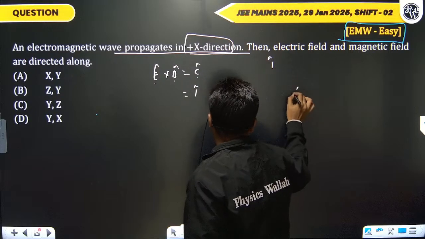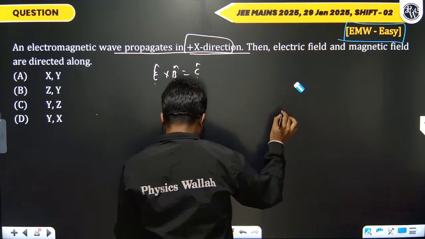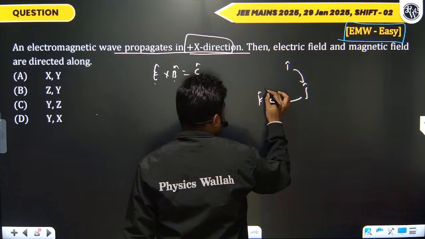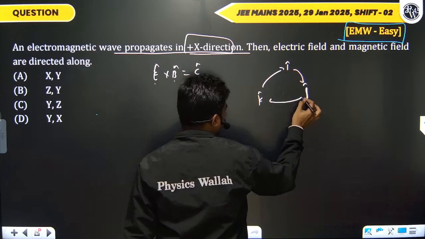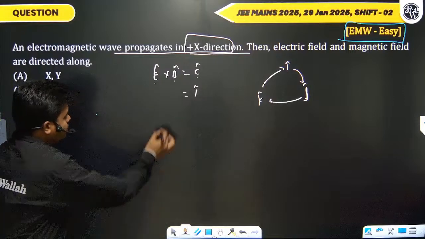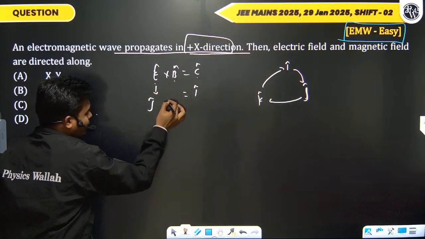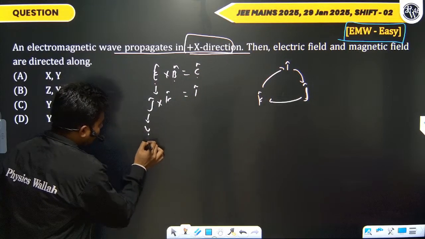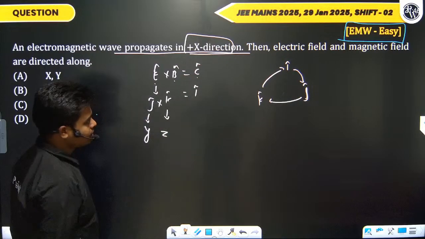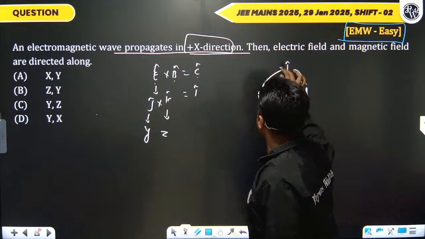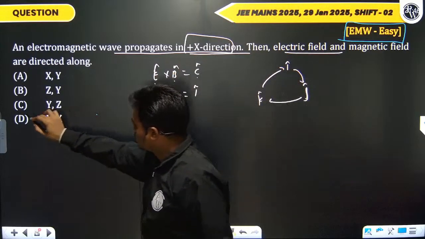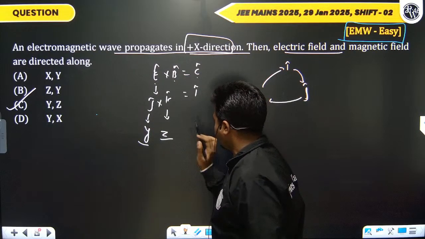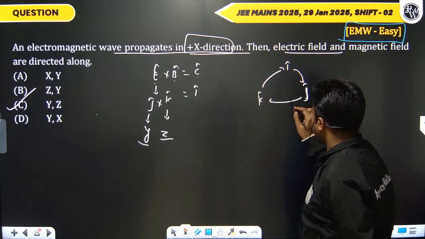We know I cap, J cap and K cap, that rotation we know. I cross J will give us K. K cross I will give us J. J cross K will give us I. So the electric field is along J and magnetic field is along K, so J cross K will give us I. J means which axis? Y axis. K means which axis? Z axis. So electric field should be along Y axis, and magnetic field should be along Z direction. So this one is Y, this will be Z over here, that is I cross J cross K.